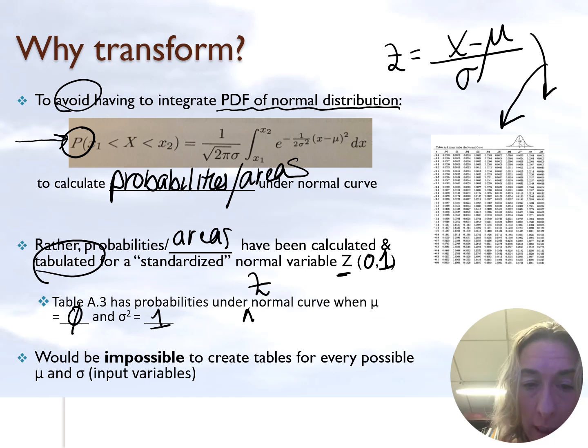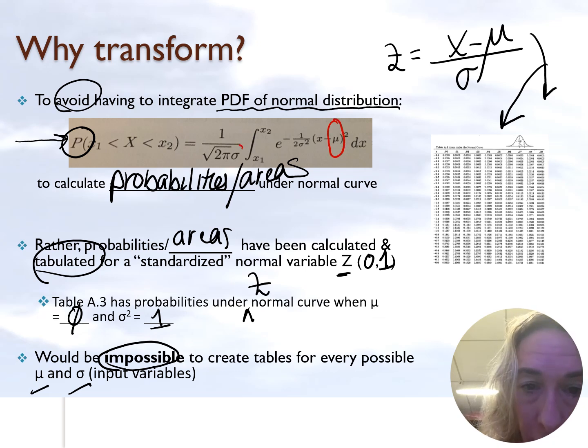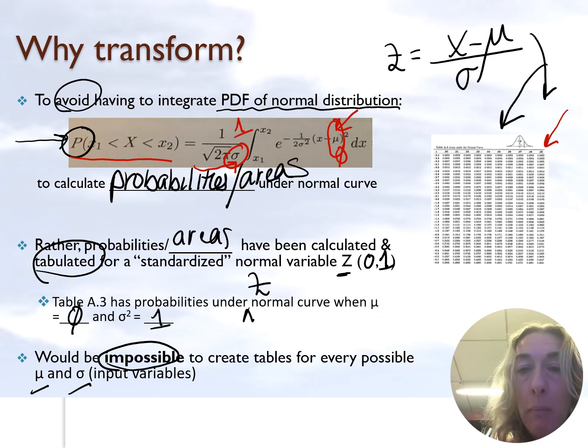Do you see that it would be impossible to create a table in the back of a book for every possible mu and sigma? You see how mu and sigma are input variables into this PDF or probability calculation. That's why it's important that we standardize them to 0 and 1, so that we have one table based on just one value of mu, which is 0, and one value of sigma, which is 1, because it would be impossible to have tables for every combination of mu and sigma that could exist.